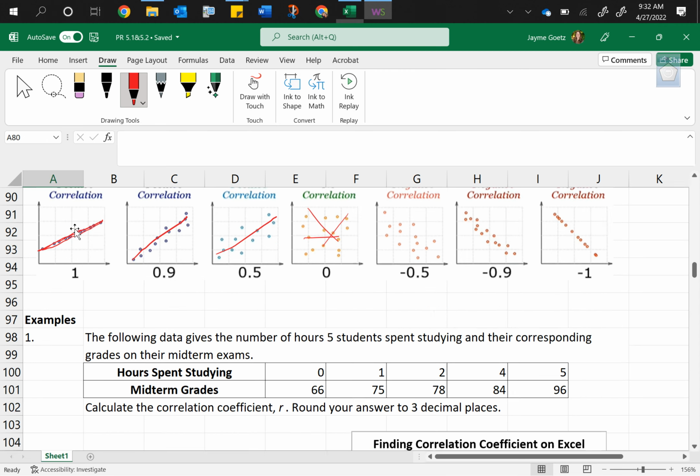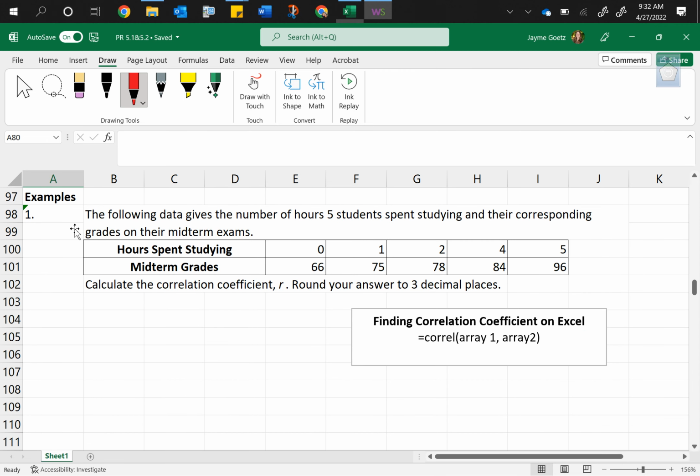So that being said, let's go down to examples because none of this is new to you. So let's go down to these examples and let's try and figure some of this stuff out. Number 1 says, the following data gives the number of hours 5 students spent studying and their corresponding grades on their midterms. Calculate the correlation coefficient and round your answer to 3 decimal places.